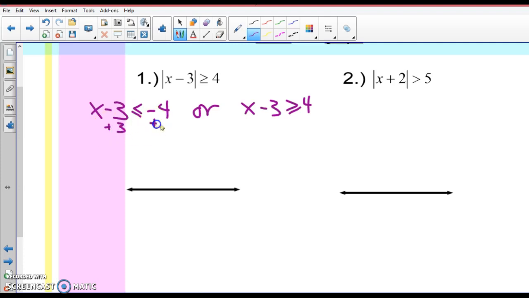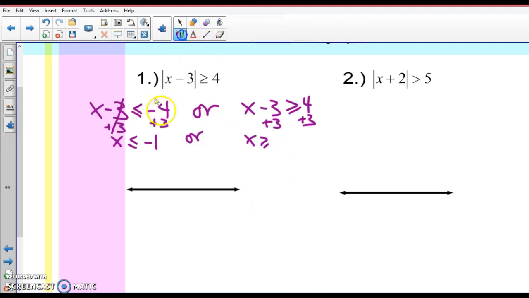It goes out. So, how do I solve this little inequality here? Add 3 to both sides. So I'm going to have x is less than or equal to negative 1. Or, up here, I'm going to add 3 to both sides. X is greater than or equal to, well, why do I write 4? 7. So, negative 1, 7. I don't think you need to waste your time putting anything else on that graph as far as numbers go. Make sure they're in the right order.